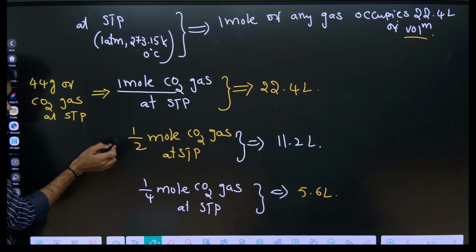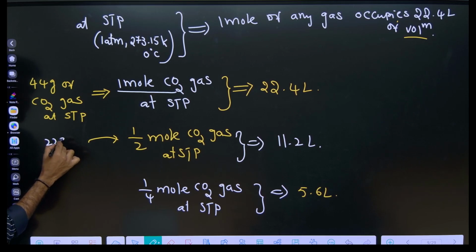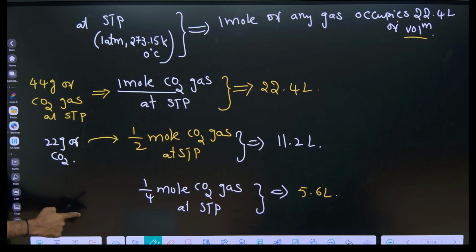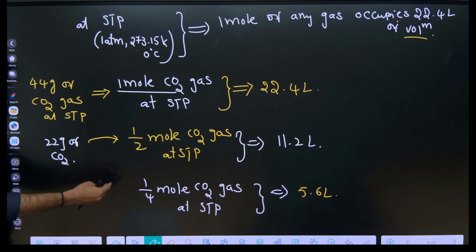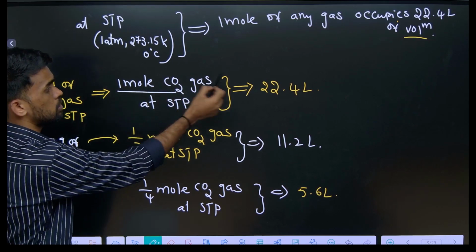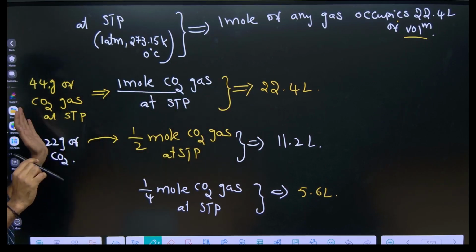So instead of writing half mole, what may they give? 22 grams of CO2 they may give. And here they may mention 11 grams of CO2 also. I hope you got how to connect moles to volume, or weight to volume. Okay, so 3 things are covered.